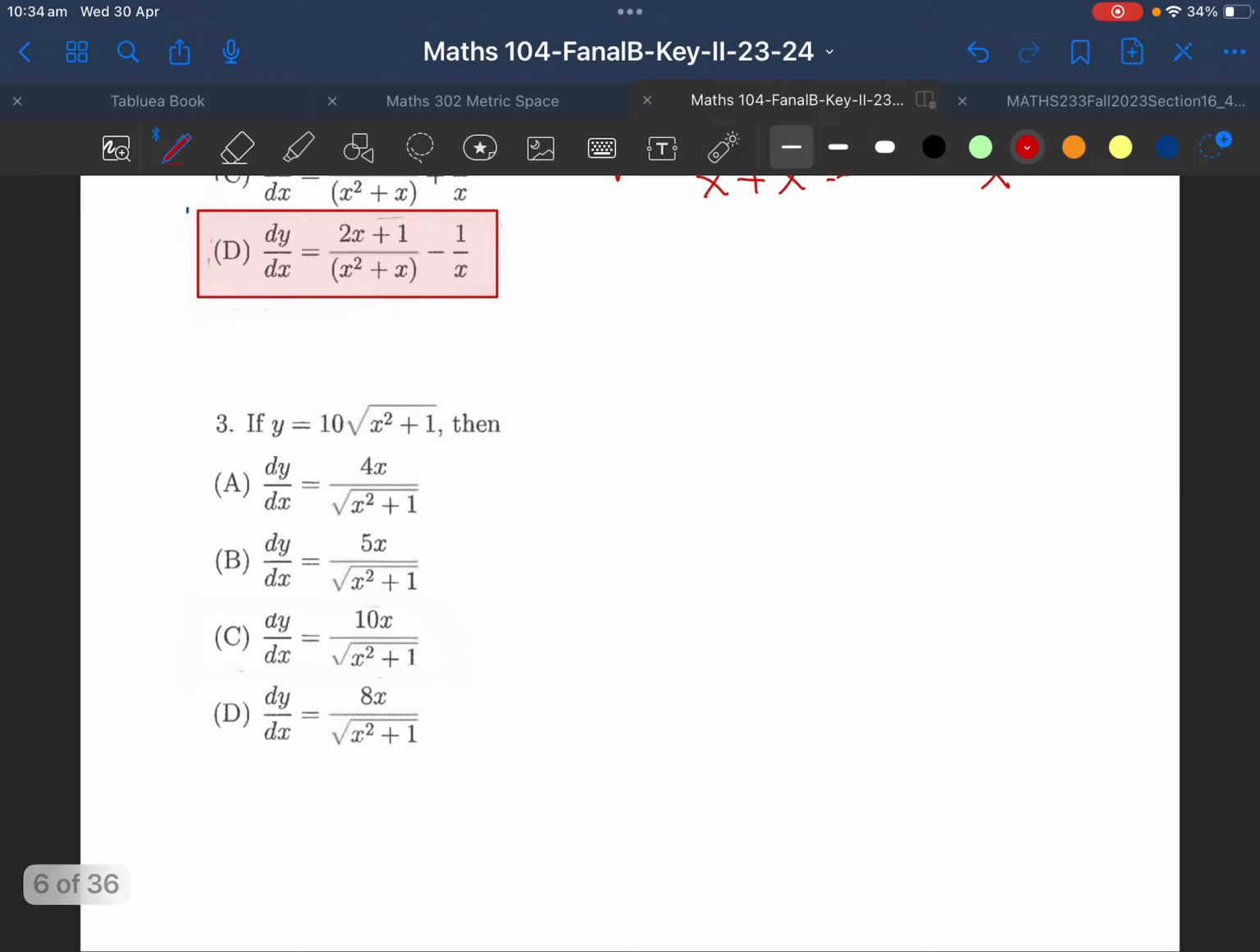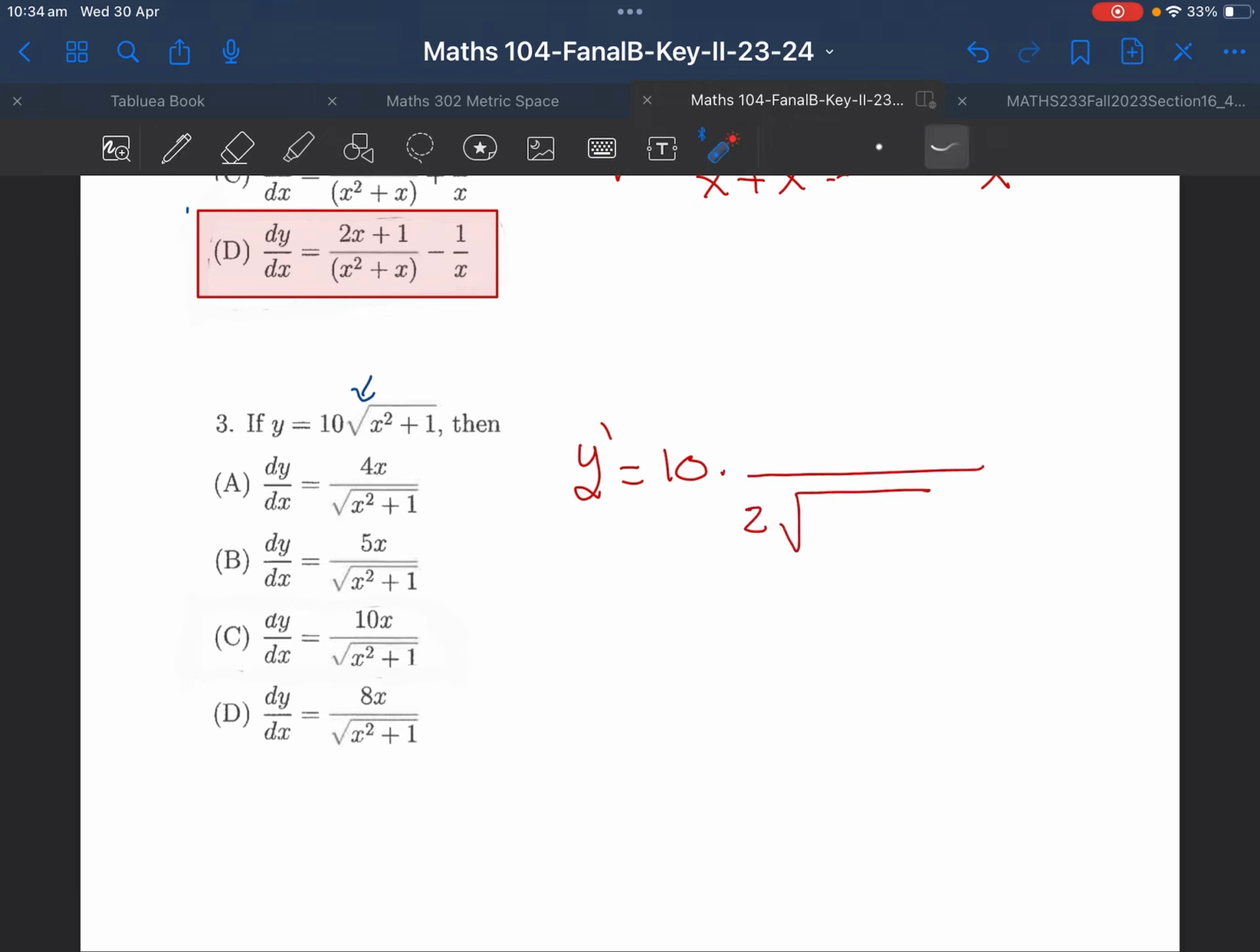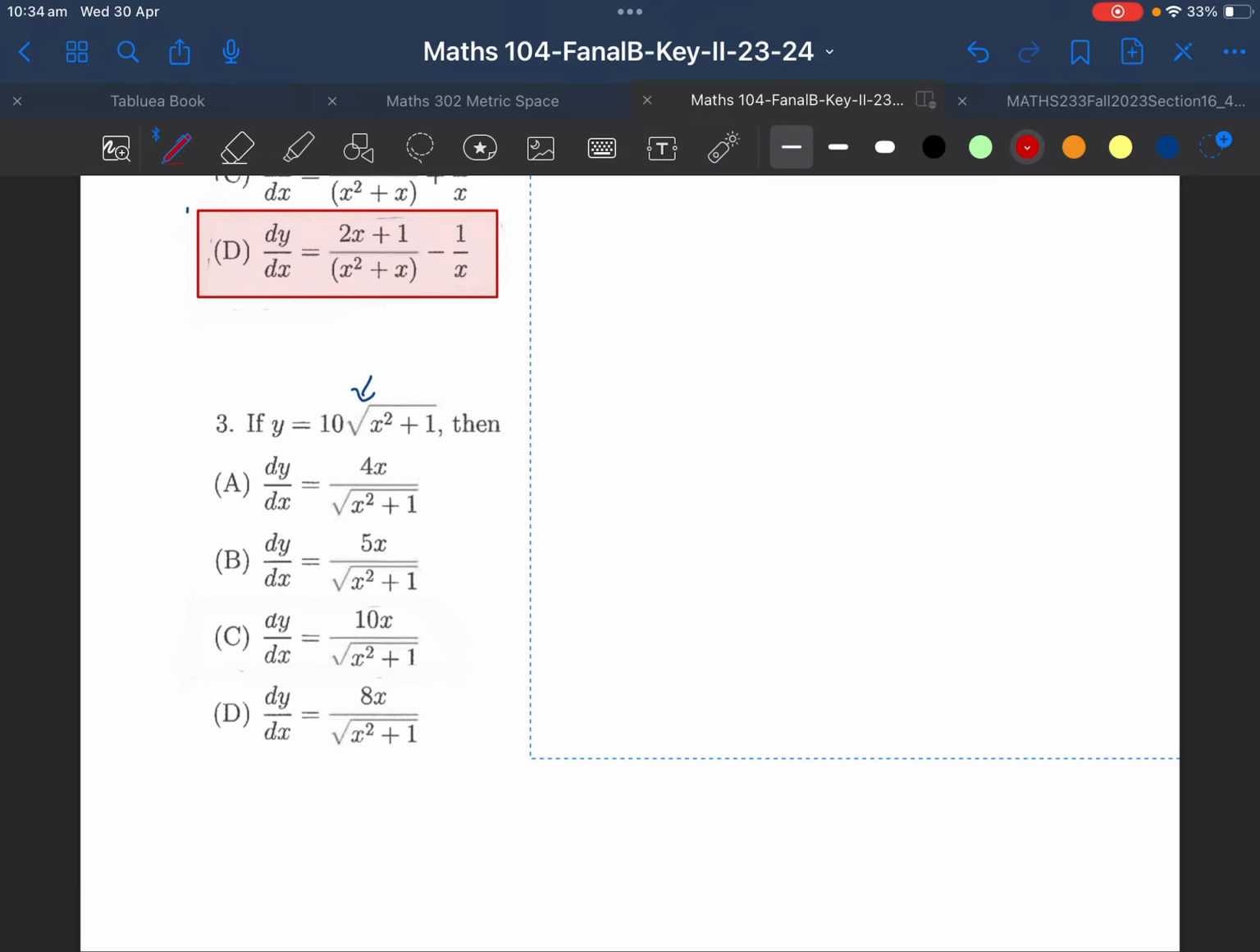Question number 3. Again, we have to use the chain rule to find the derivative of the square root. Remember, the derivative of the square root is very easy. I don't care about the 10. The derivative of the square root is 1 over 2 square root. And here you need to write whatever is inside, and then you need to do the derivative of the inside.